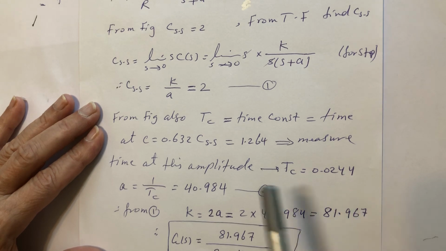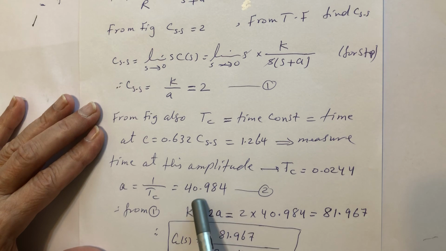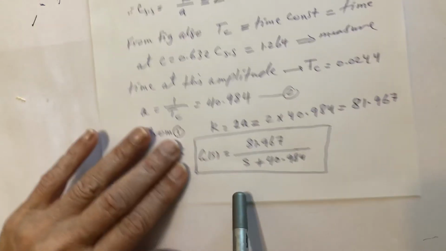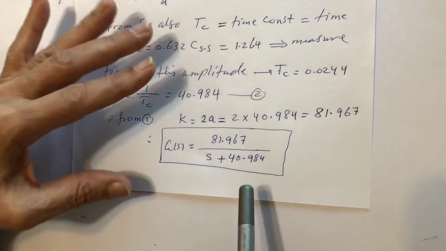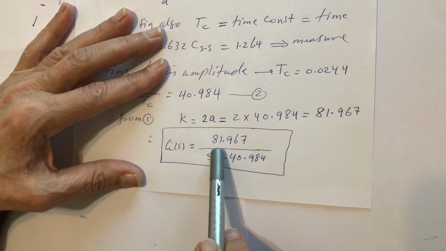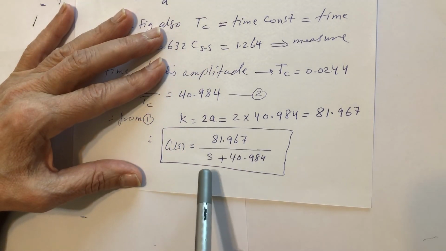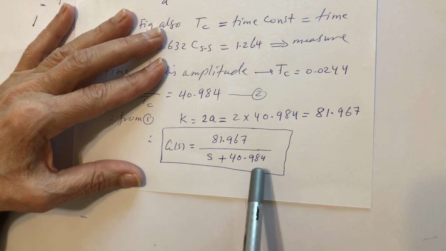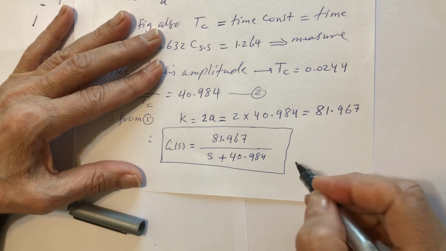81.967. So I got a, which is 40.984, and K, so I substitute for my transfer function, which I found from the figure. G of s equals 81.967 over s plus 40.984, and this part, which is a, is done.